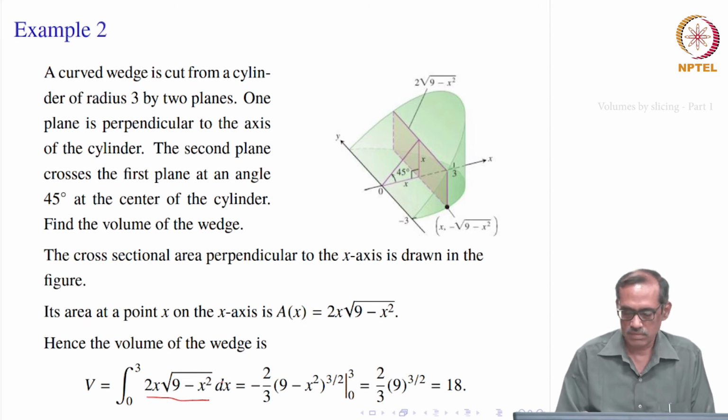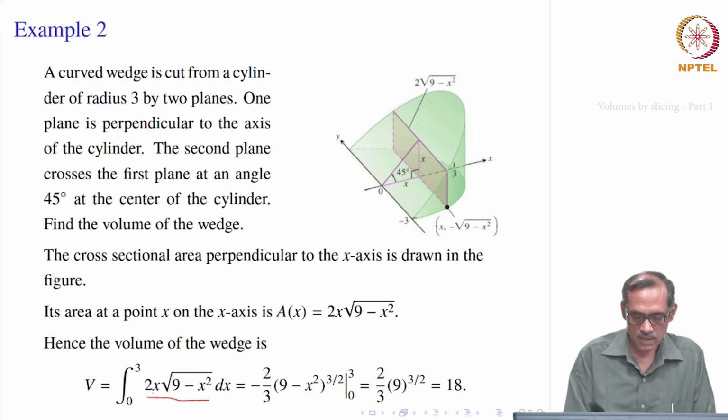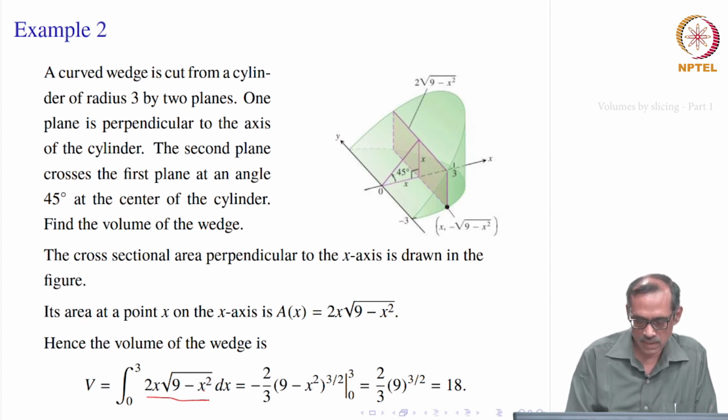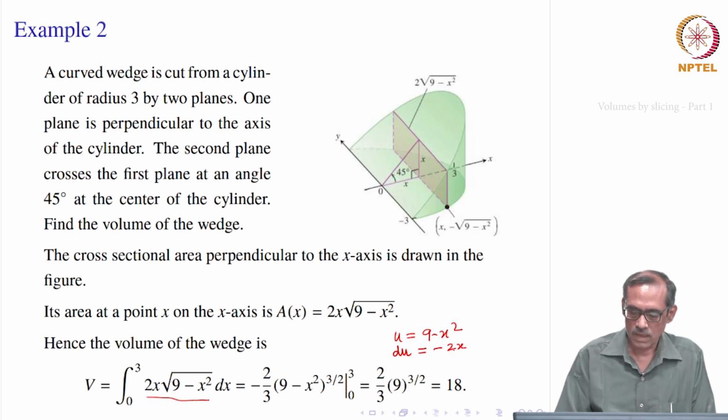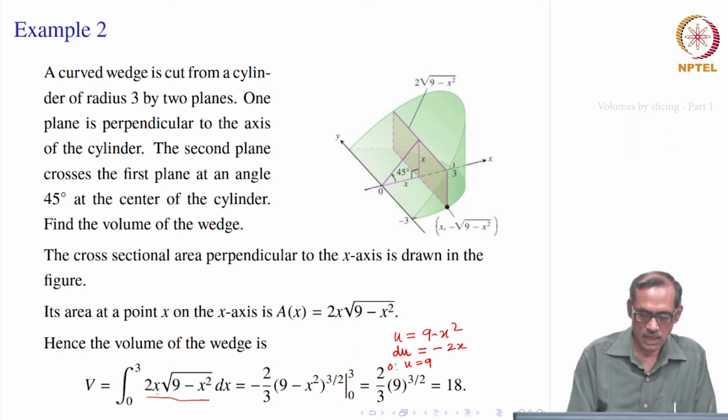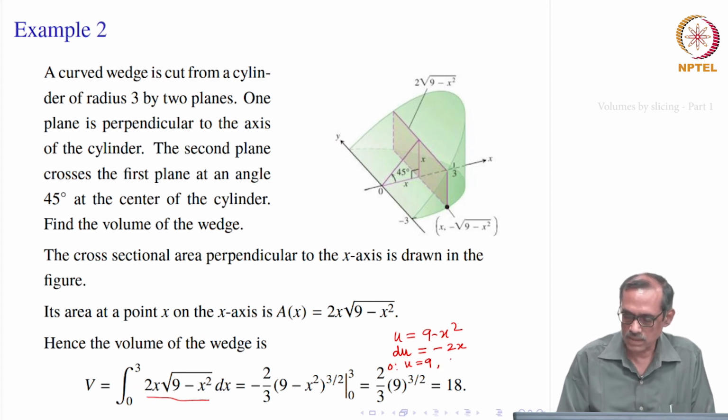Now, we just have to evaluate this integral. To evaluate this, we see that you can substitute u equal to 9 minus x square. So, in that case, its differential du will be equal to minus 2x dx. And when x equal to 0, u is equal to 9, and when x is 3, you get it to be 0.